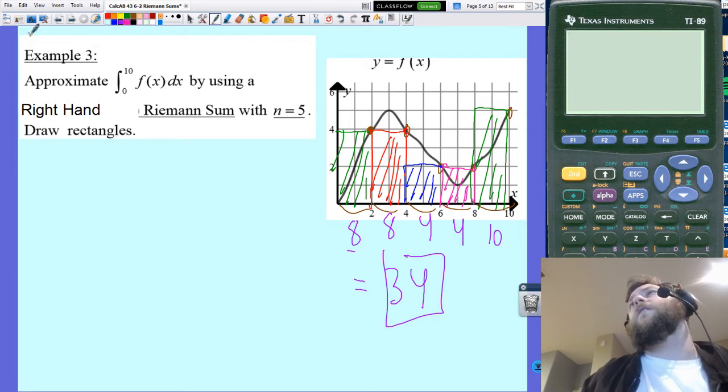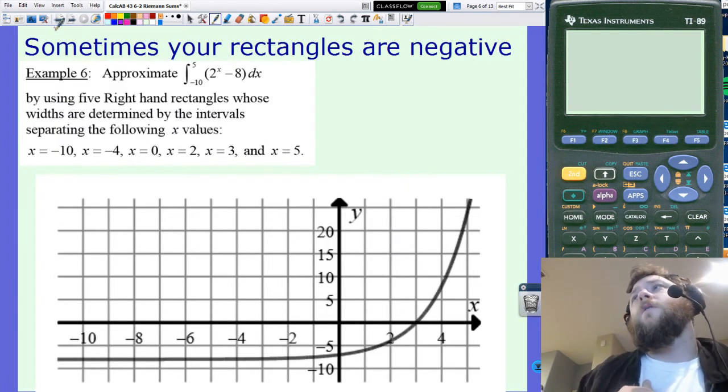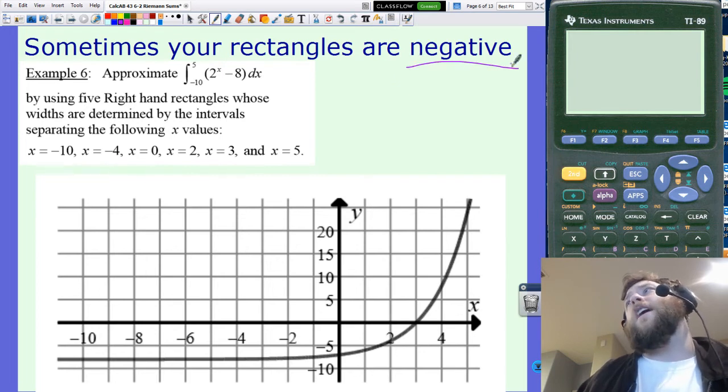So different approximations gave us different answers, different ways of doing it, and that's fine. These are all approximations. Some are better than others. Now, when you're doing these rectangles, sometimes you can have negative rectangles. So that means rectangles that are below the x-axis. And also, sometimes the widths aren't the same distance.